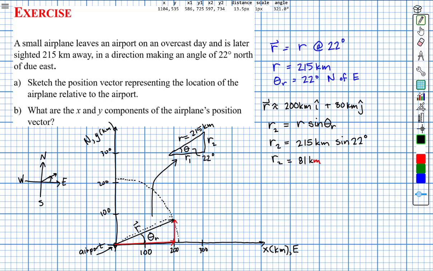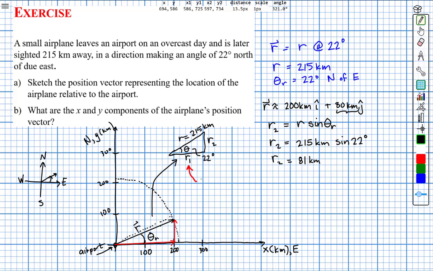So notice how our estimate up here, we set the y component for our estimate to be 80 kilometers. And that was just a rough sketch. And when we do the algebra, we get 81 kilometers for our y component. That's great. Our sketch is confirming our algebra. Now let's do the x component. So the x component is this horizontal leg of the right triangle.